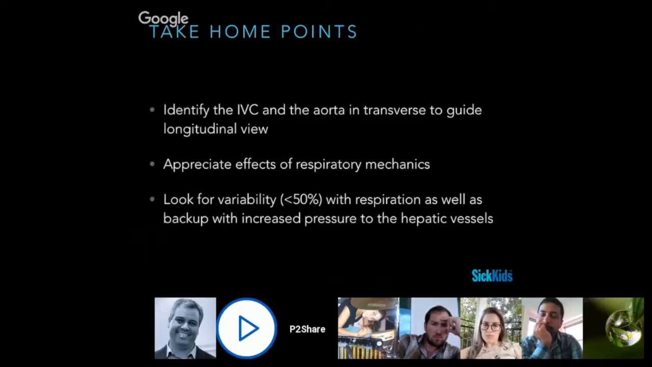Take-home points for the IVC: identify it and the aorta in transverse, and that's going to help you guide your longitudinal view. Most of us now probably don't even look in transverse in many cases because it's relatively easy to see in longitudinal still, but if you're trying to guide a novice to be sure about how they're finding it, it probably does help to look in transverse first and then spin the probe when you're directly over it. Appreciate the effects of respiratory mechanics.